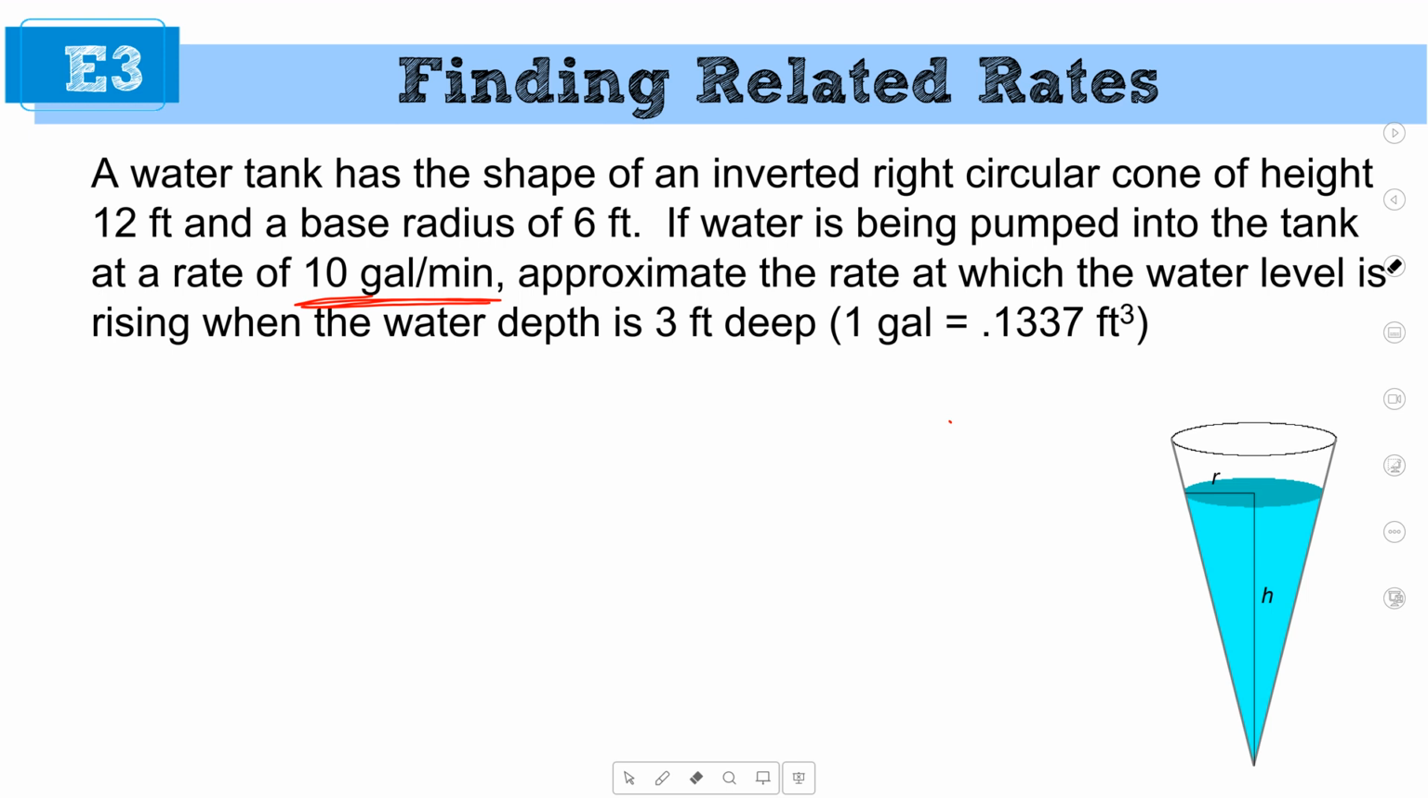So there's my cone. I chose to call the radius of the water R, and I chose to call the height of the water H. I know the radius of the cone itself, because it gives that to me in the problem, it's 6, and I know the height of the cone is 12. That's a big cone.